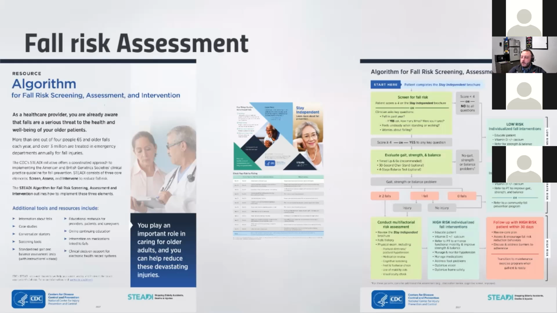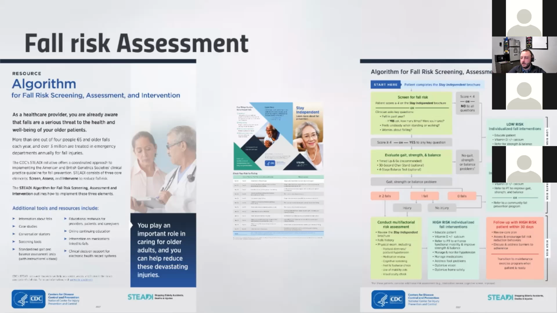So with this, you have a plethora, a large amount of information that you can pull from the CDC. The CDC has a program called STEADY. There's tons of information on their website, from algorithms to pamphlets that you can hand out to your patients. One of the biggest things I recommend is not recreating the wheel. If it's already created and they show that it works, then utilize it.